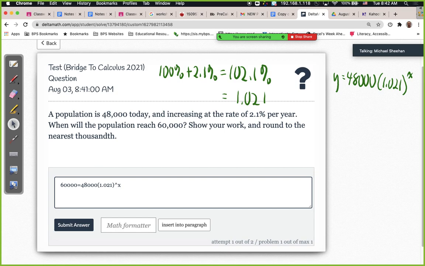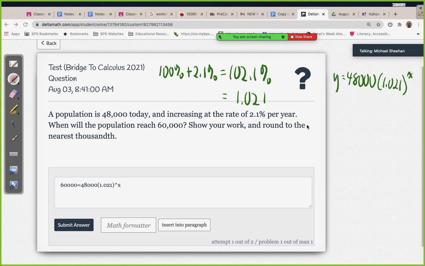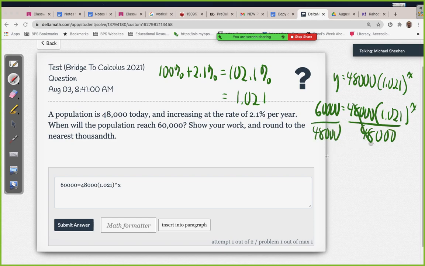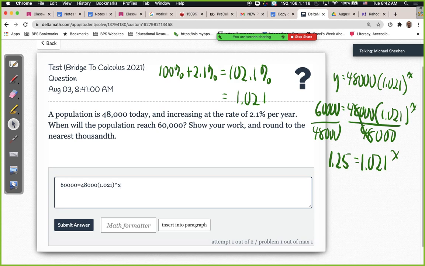The next thing I would want to do, if I was writing this out on a piece of paper, I might show dividing by 48,000, dividing by 48,000. But the result is just going to be 5/4, or 1.25 equals 1.021 to the x power. So that's the next step we're going to show here. We're just going to hit enter. 1.25 equals 1.021 to the x.